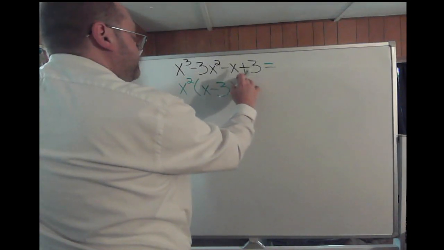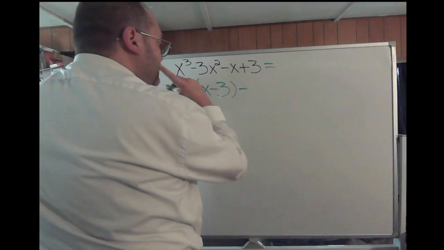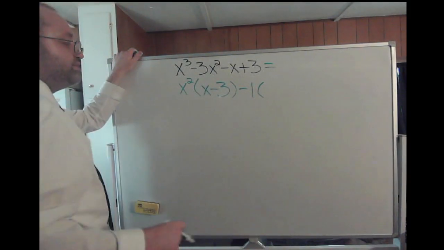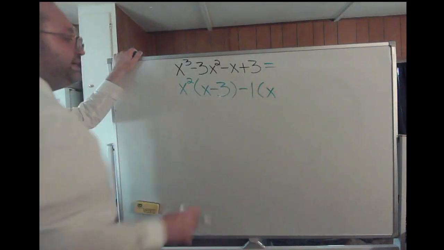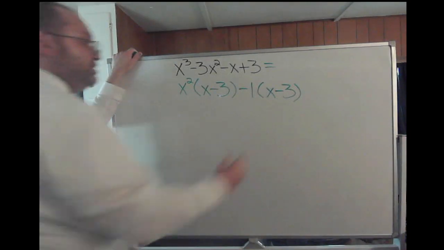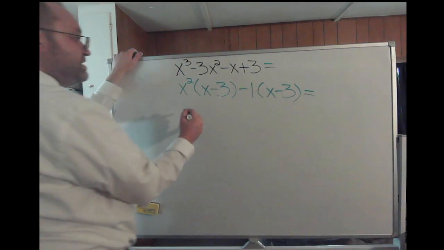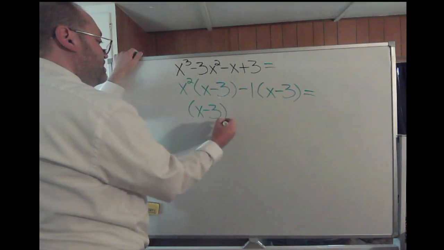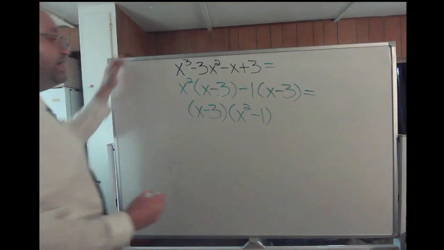Now we got the second two terms, the negative x plus 3. We could factor out a negative 1. Negative 1 times what equals negative x? That'd be positive x. Now negative 1 times what equals positive 3? That'd be negative 3. So all of a sudden you have two terms with two identical factors of x minus 3. Let's go ahead and factor out that x minus 3. What you're left with is the quantity of x squared minus 1 for your second factor.